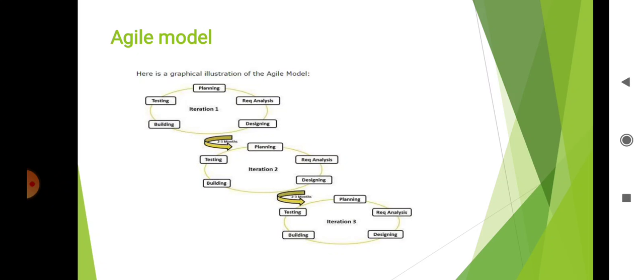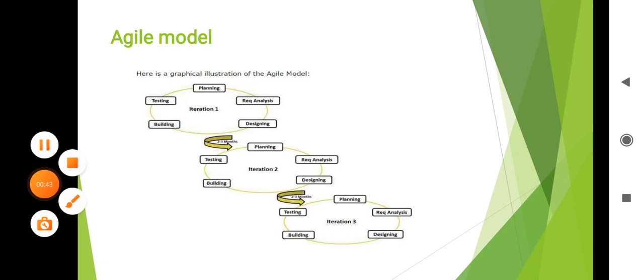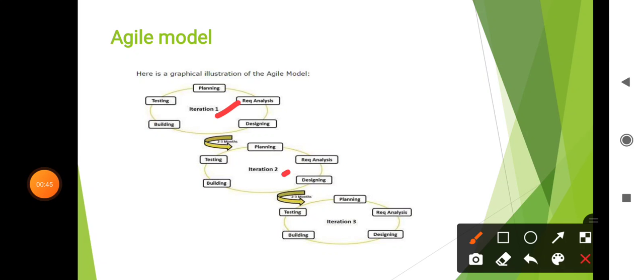These builds are provided in iterations, that means this is iteration first, iteration second and iteration third. The product is broken into smaller incremental builds. The first build is in iteration first, and this iteration contains 5 phases: planning, requirement analysis, designing, building and testing. After completion of iteration first, iteration second is started, it has the same phases. Then iteration third is started, it also has the same phases.